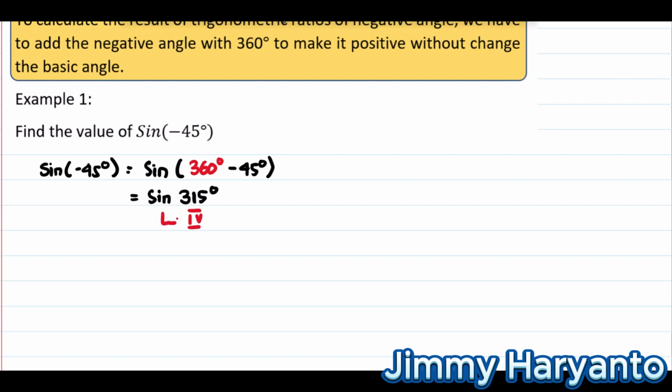315 degrees is in the fourth quadrant. Sine in the fourth quadrant will be negative, so I will write down negative first, and then I will write down sine of 360 minus 45, right? So it will be negative sine 45, which is negative square root of 2 over 2. There you go.